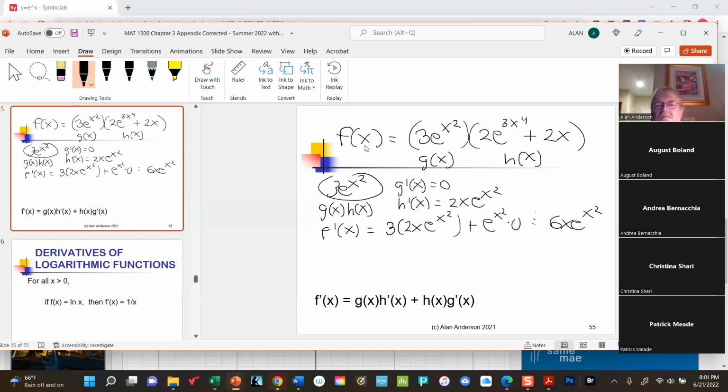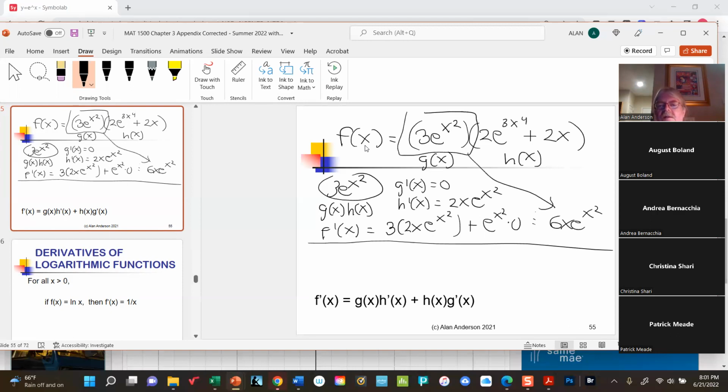Okay. So this is the derivative of just this piece by itself. What about this mess after this? If you're looking for this 2e to the 3x to the 4th, obviously you're going to take the derivative of each one separately.